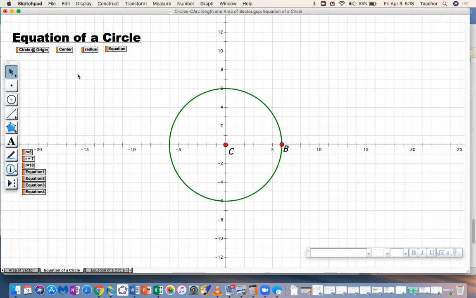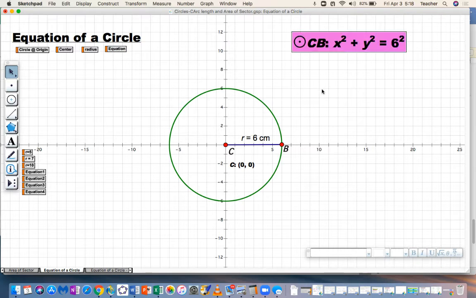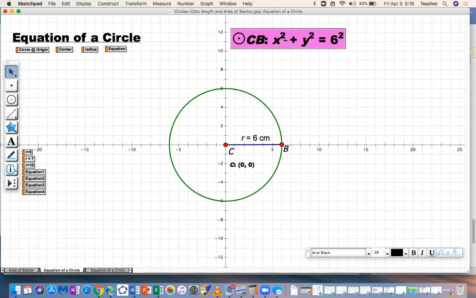So, what you have right here, this is a circle with a center at the origin. All right, so there's your coordinates 0, 0, and it has a radius of 6. So, all we need in this equation are those two things: where is the center, and what is the radius. So, here would be the equation of that circle. The x goes with the x coordinate of the center, y goes with the y coordinate of the center, and it's 6 squared.